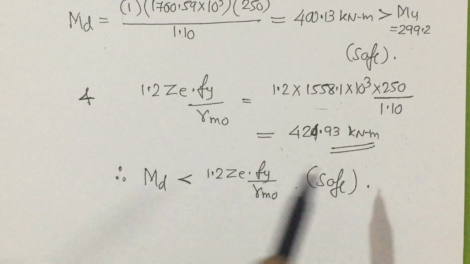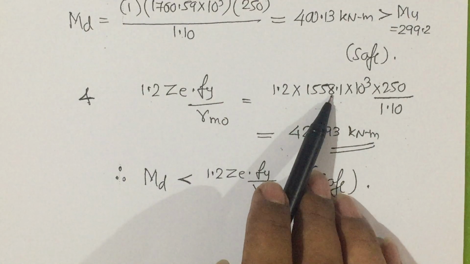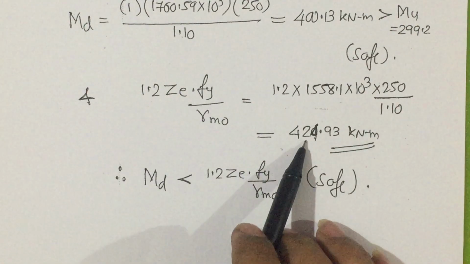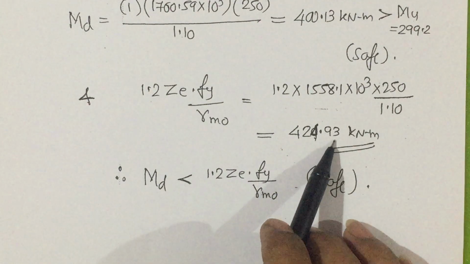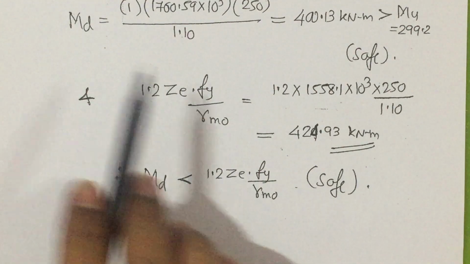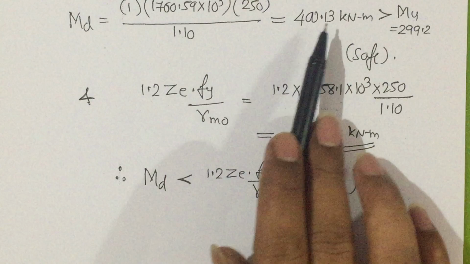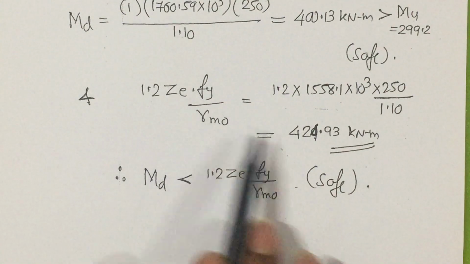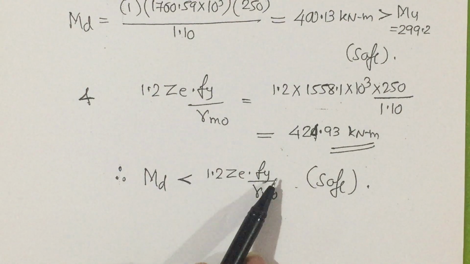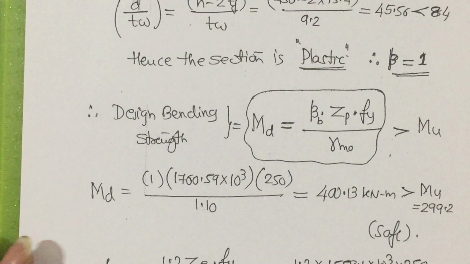So, Ze we already know from the ready-made values for the selected section. Fy is 250, gamma m naught is 1.1, you will get 424.93 kilonewton meter. Therefore, compare the Md and this value, that is, we got Md as 400.13, and this value we got as 424. So, Md is less than 1.2 Ze into Fy divided by gamma m naught, therefore, our design is safe.